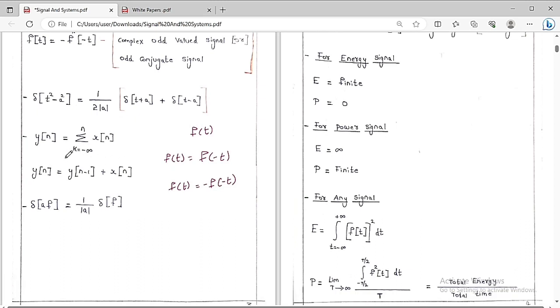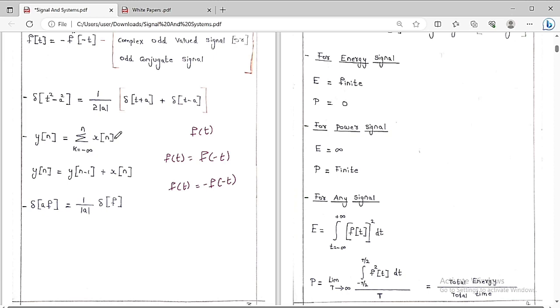The next point is, if y of n is equal to sigma k equals minus infinity to n of x of n. Suppose for some system they are given y of n is equal to sigma k equals minus infinity to n of x of n. So this is in the discrete time domain. In the continuous time domain, it is definitely an integration. The output is an integration of the input. Basically, in the continuous time domain the output is an integration of the input. In the discrete time domain, we have to represent the integration by summation.